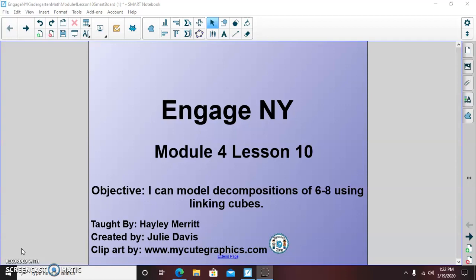Today, we are going to model decompositions of numbers 6 through 8 using linking cubes. Now, I understand at home you may not have linking cubes, so if you want to draw squares on your paper, that's great. Or if you want to find 6 of something, maybe you can get out those crackers again. Or you could grab some crayons, anything that you have 6 of. That's the main number we're going to focus on today, number 6.